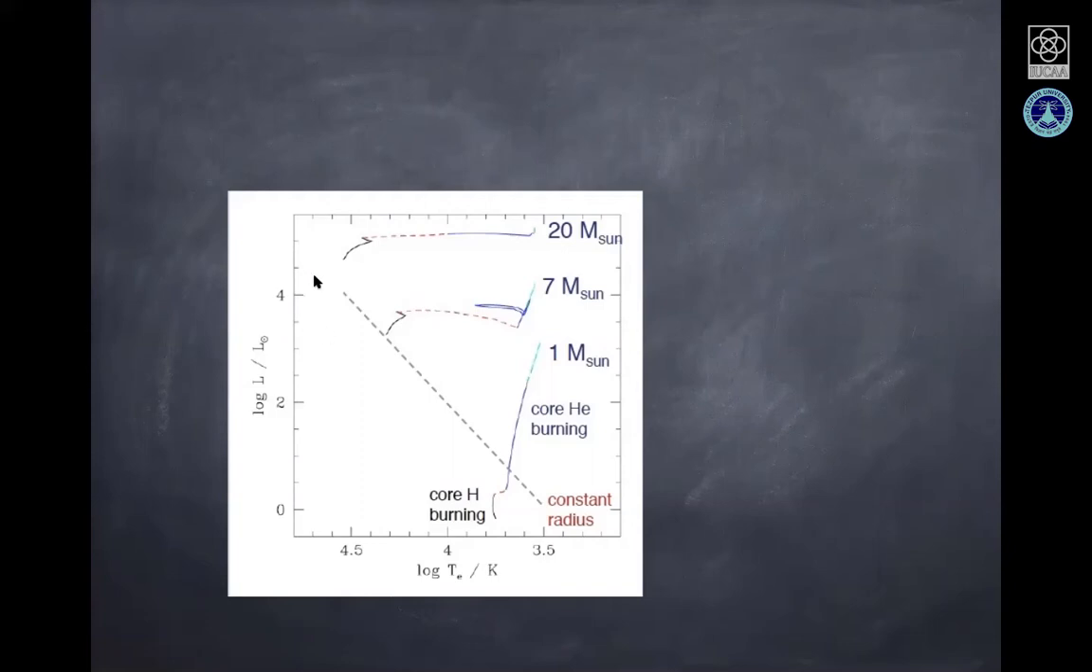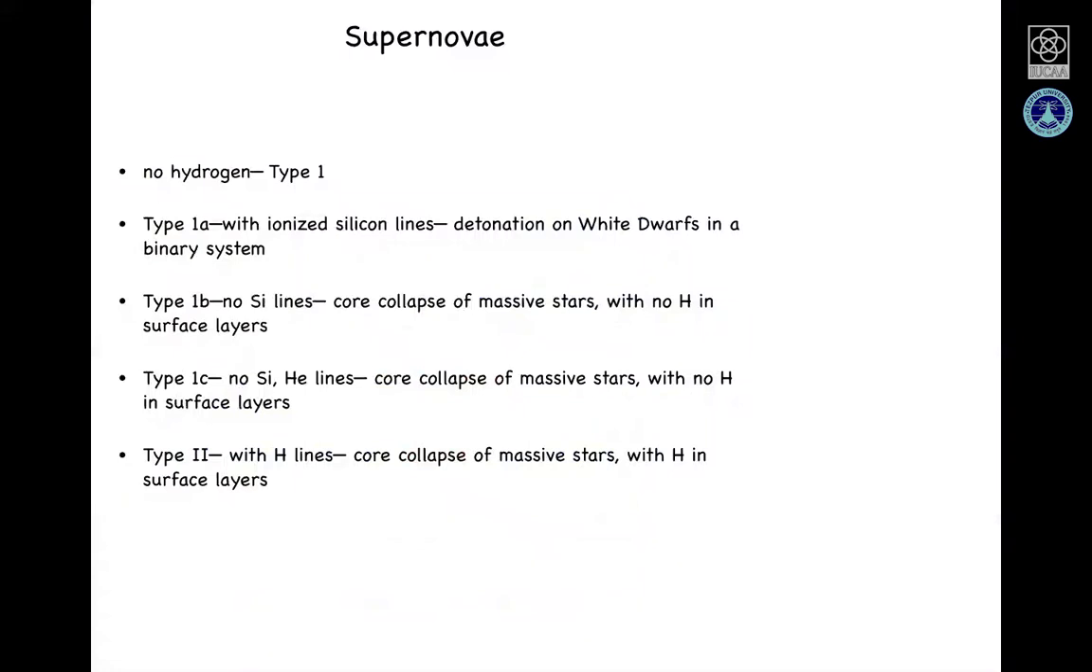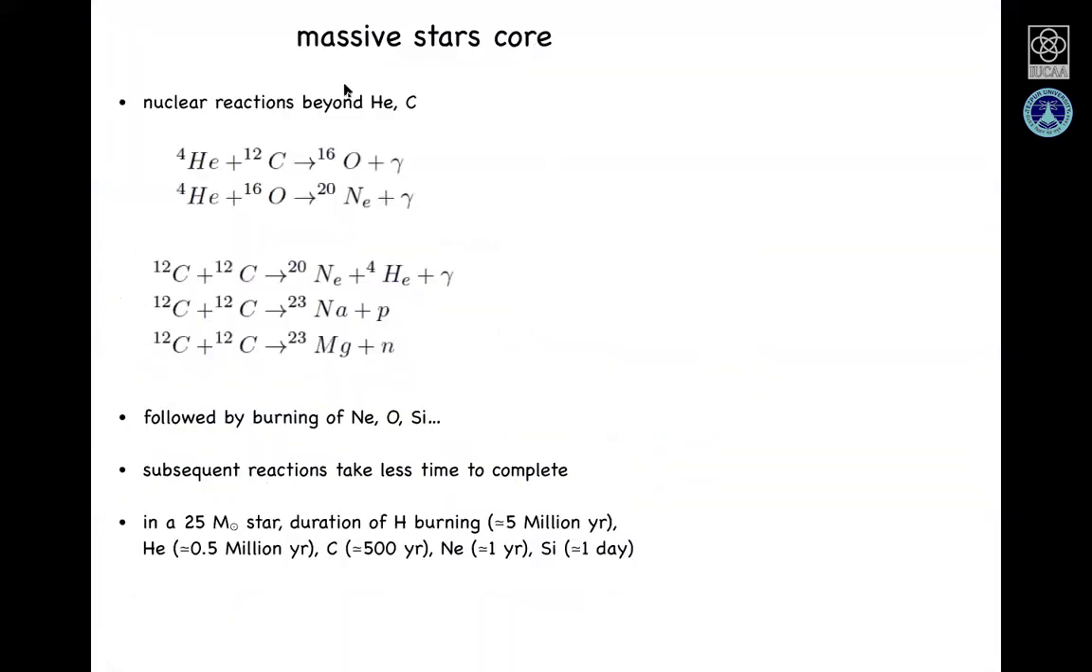So let's go back to our HR diagram, and we had talked about this is the one solar mass, and these are the tracks for heavier stars. Now, in the case of mass more than say 8 solar masses or so, what happens? The nuclear reactions continue beyond helium, carbon, and so these are some typical examples of the nuclear reactions that happen in massive stars' cores.